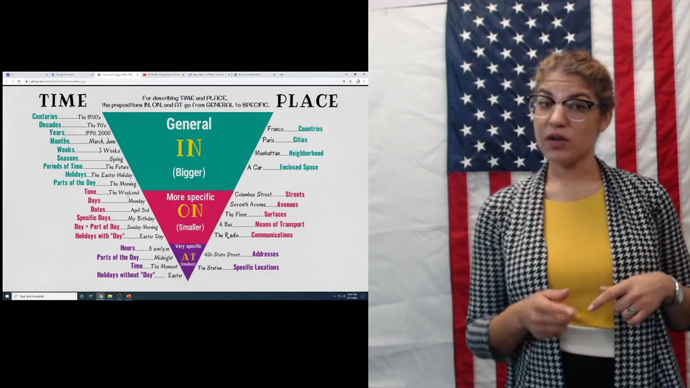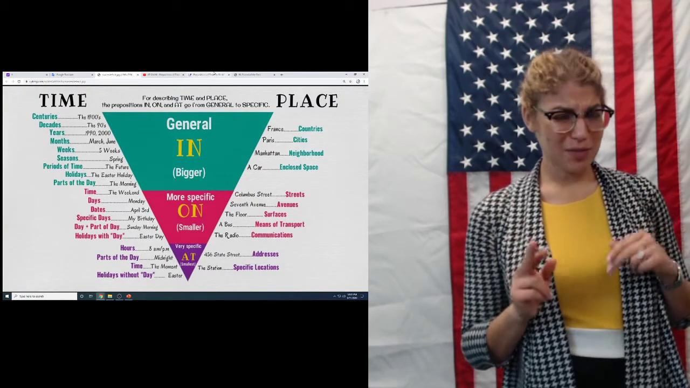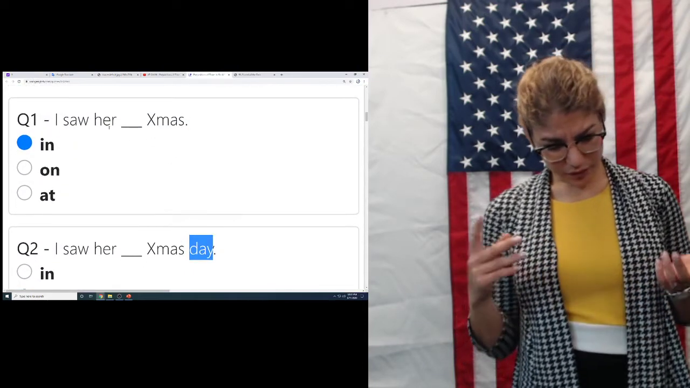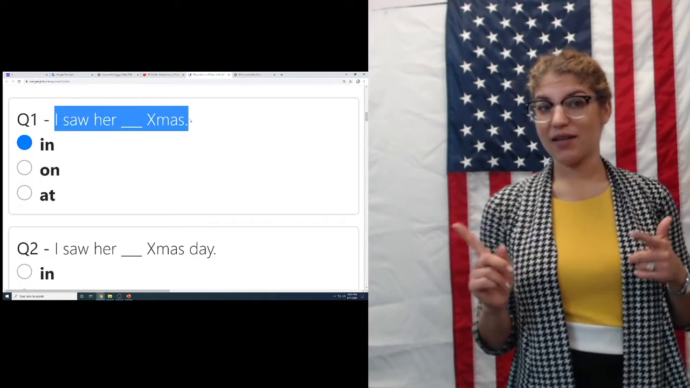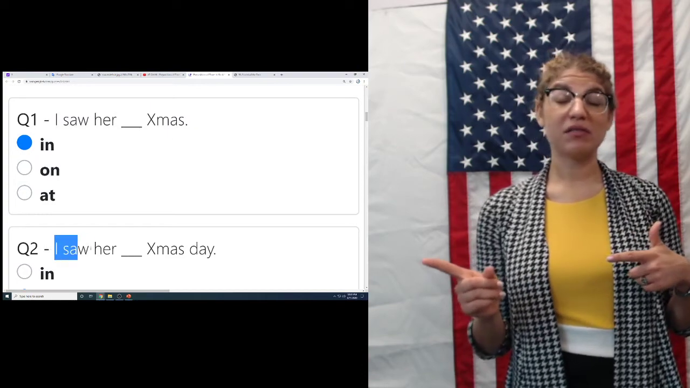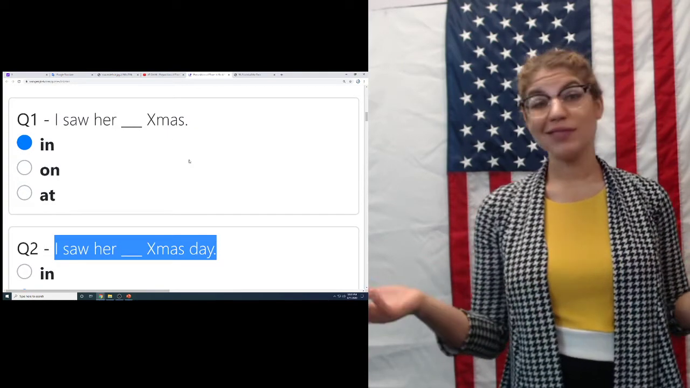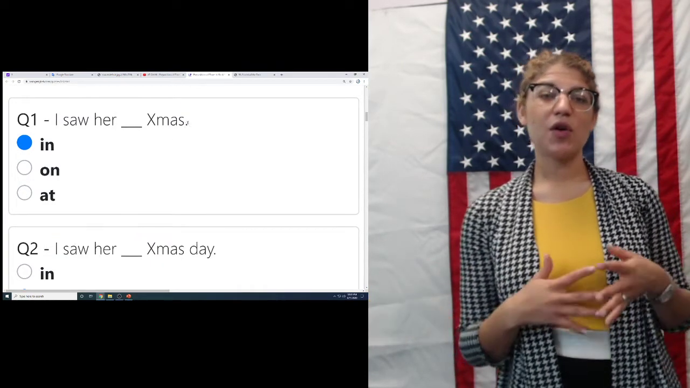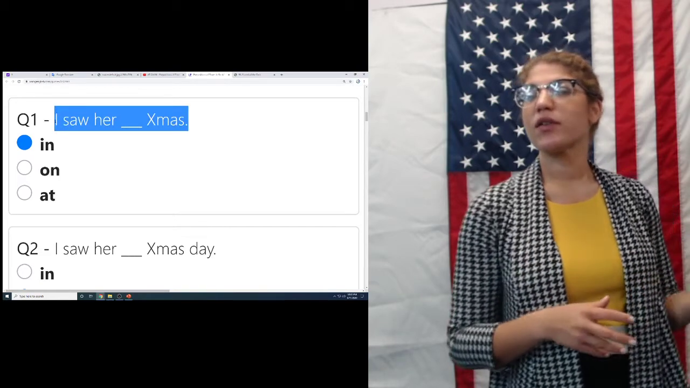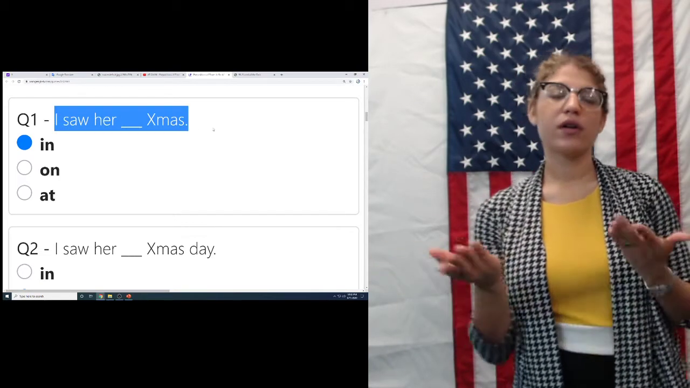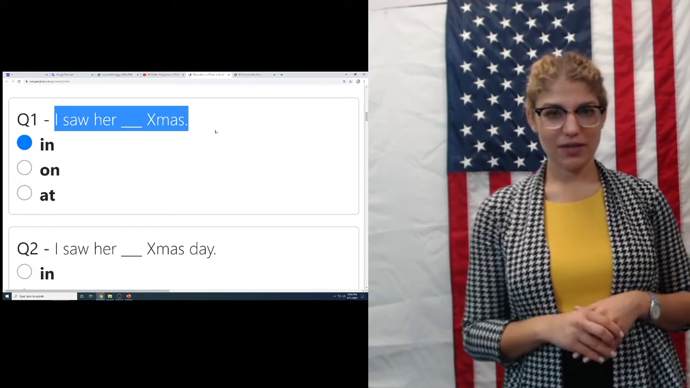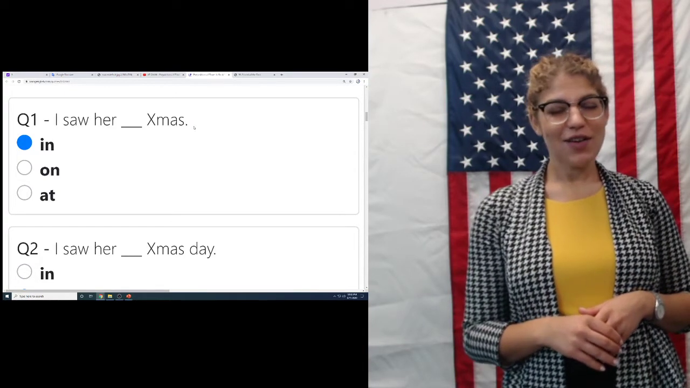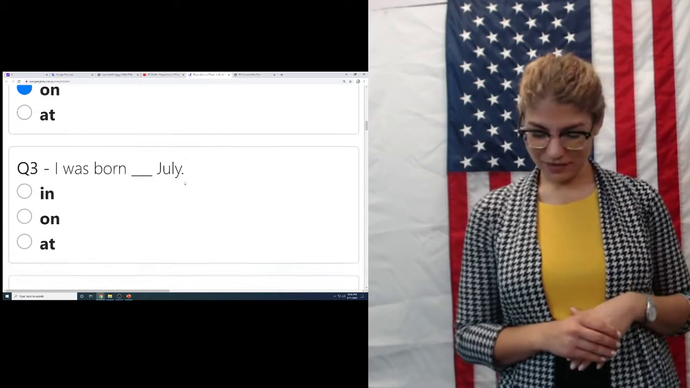You are correct. We see the word day included, and so we will say the word on. Now, as a note, number 1 and number 2, they look similar. But one has the word day, entonces decimos on, and the other one doesn't have anything. So probably we will say either in Christmas or equally at Christmas. Okay, let's go to number 3.